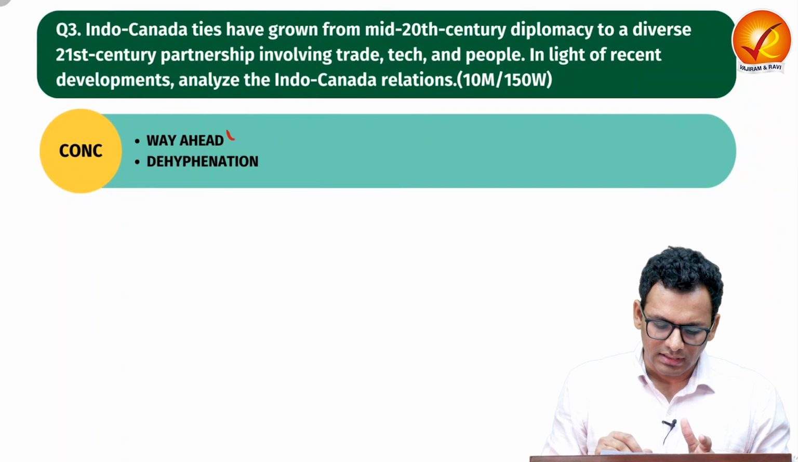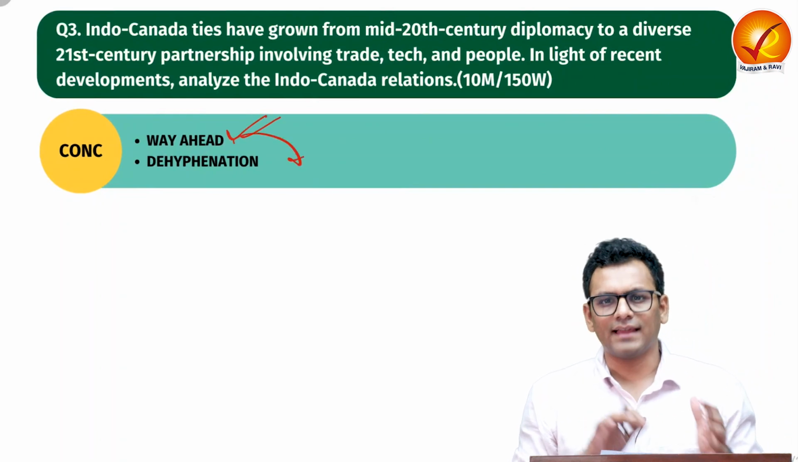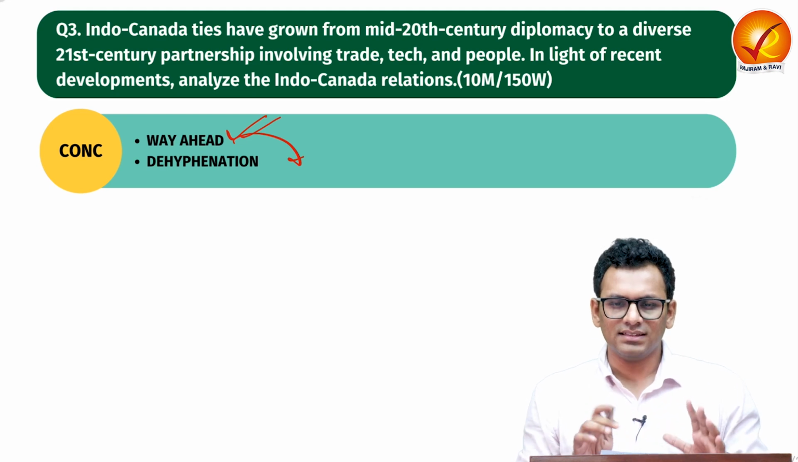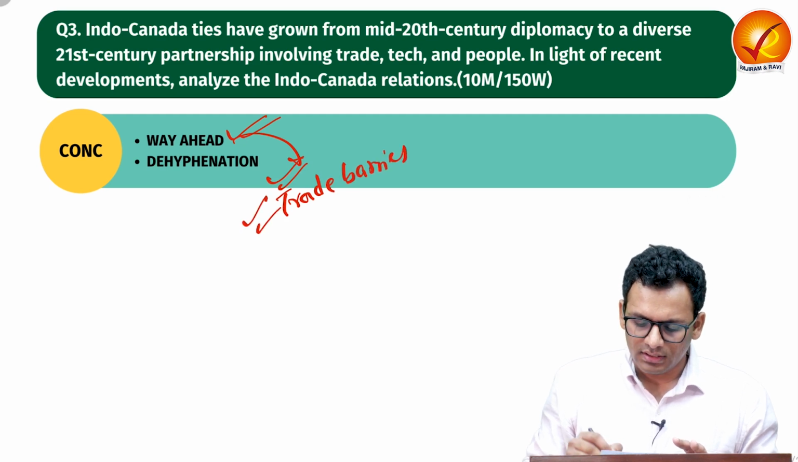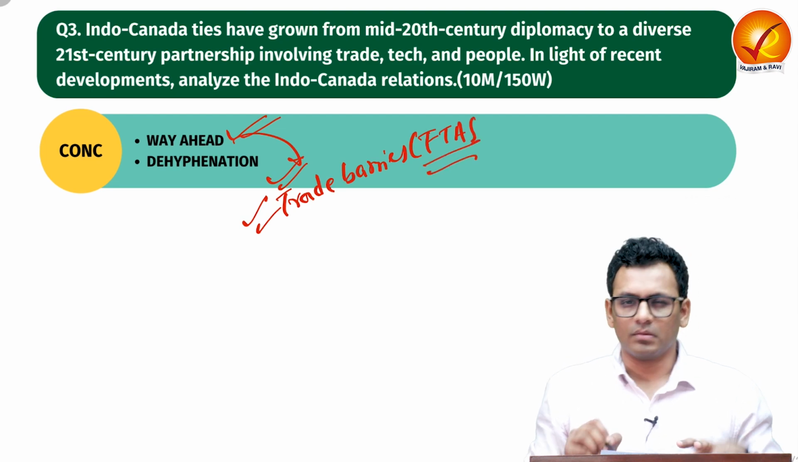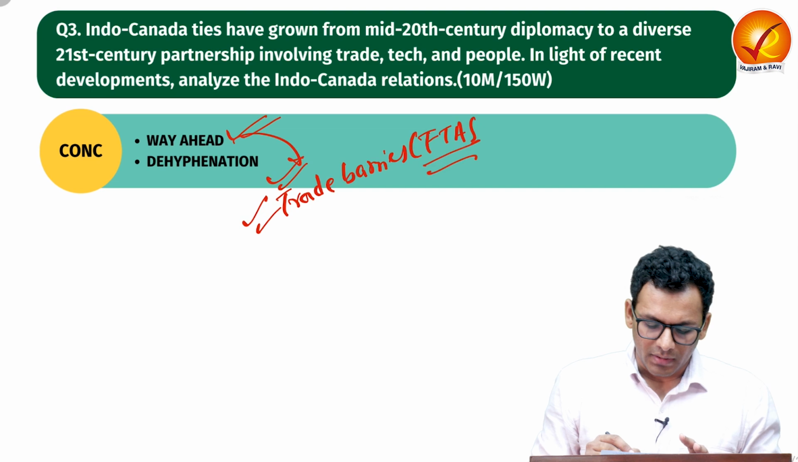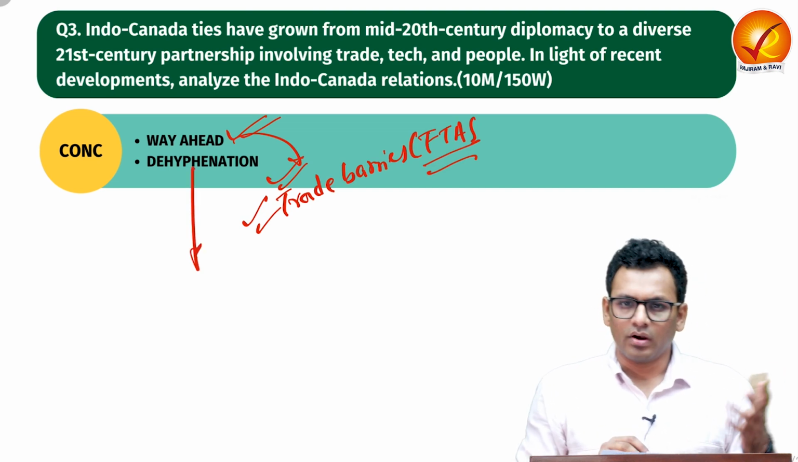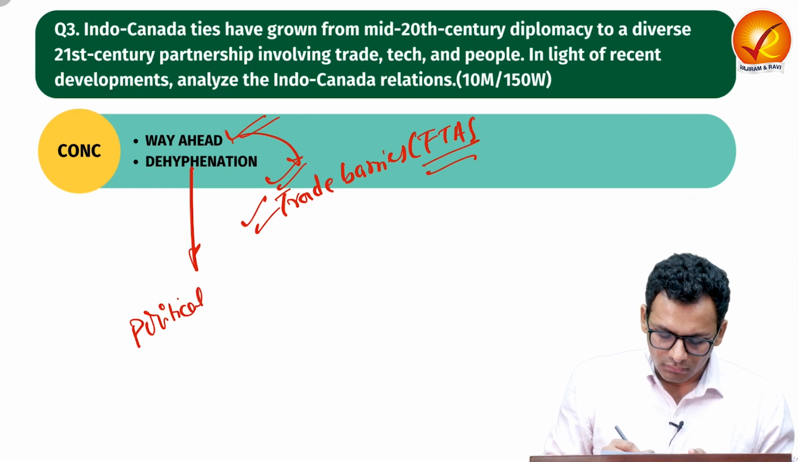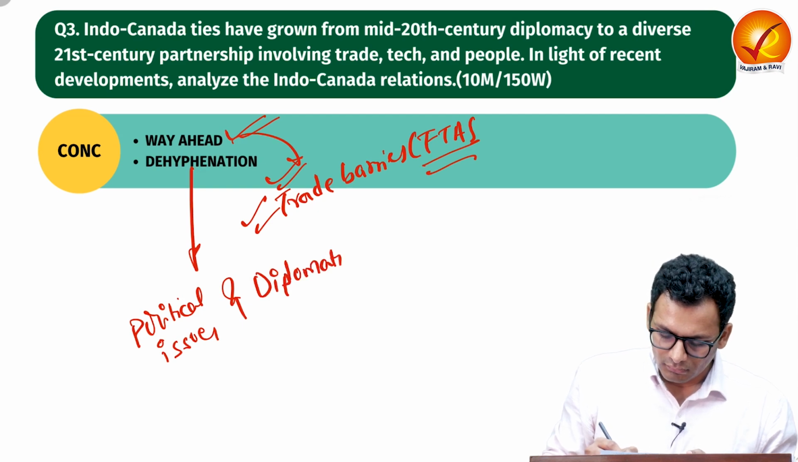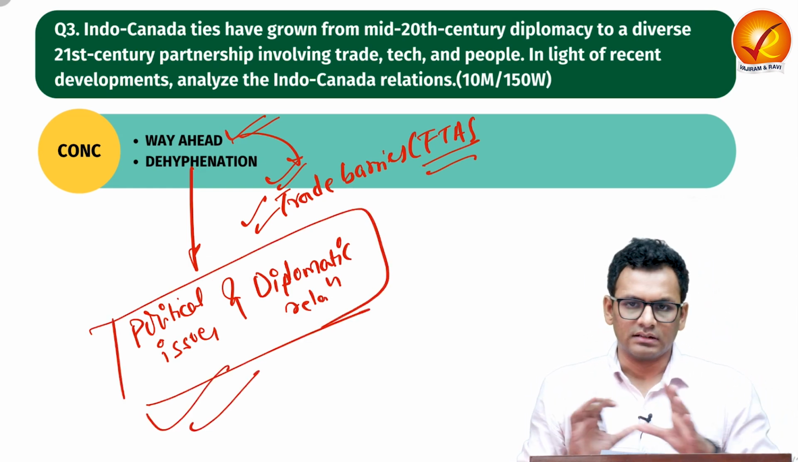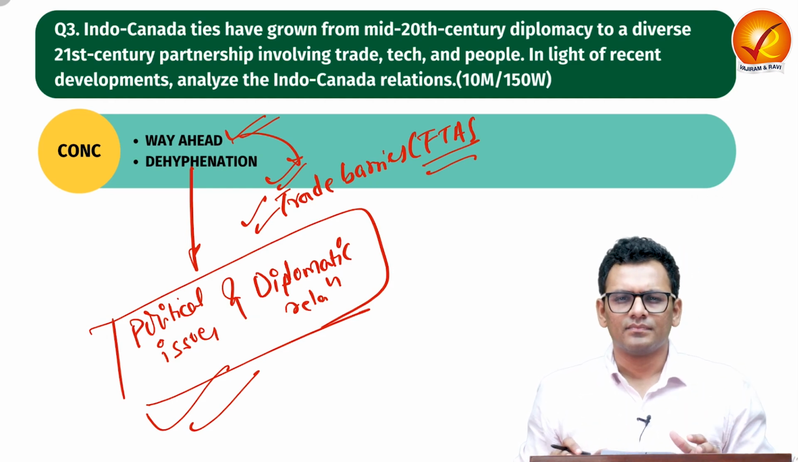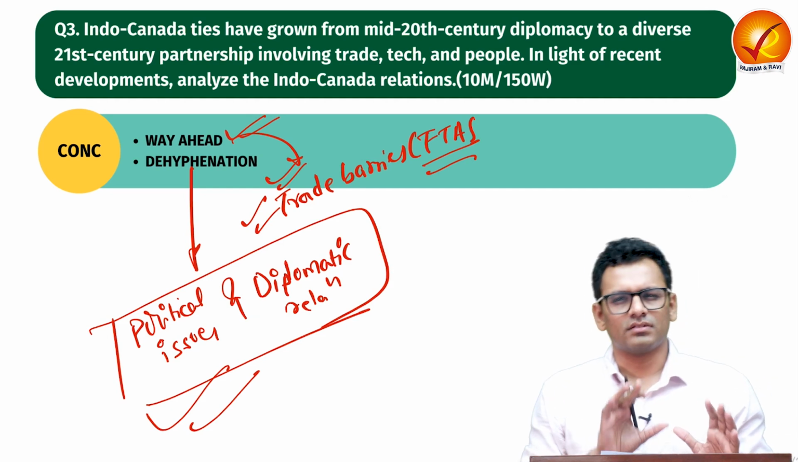In the conclusion, you can either talk about the way ahead, how India and Canada must solve their issues bilaterally and ensure whatever trade barriers they have are sorted away with free trade agreements or a bilateral investment agreement and all. Apart from that, also de-hyphenate political issues and the diplomatic relationship. So that way the Indo-Canada relationship can flourish and thus realize a win-win situation. So that's question number 3.